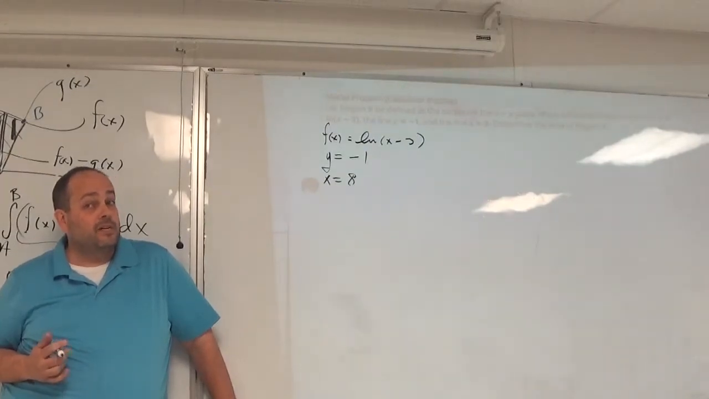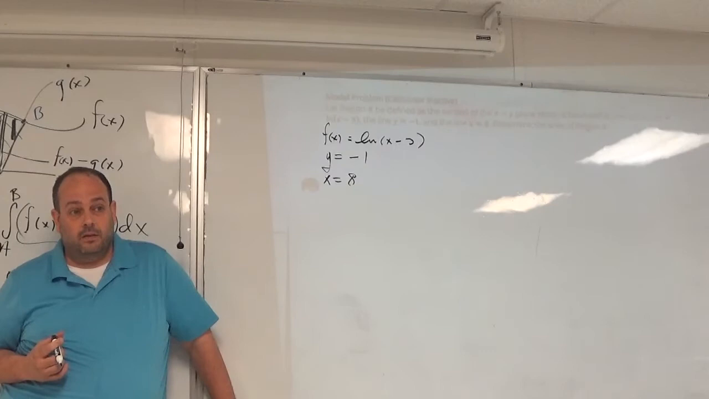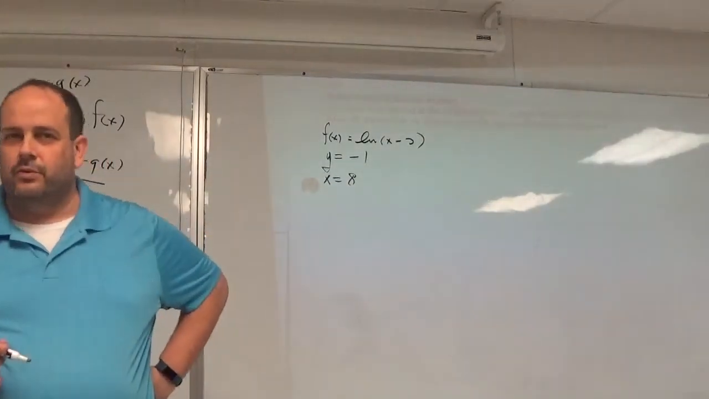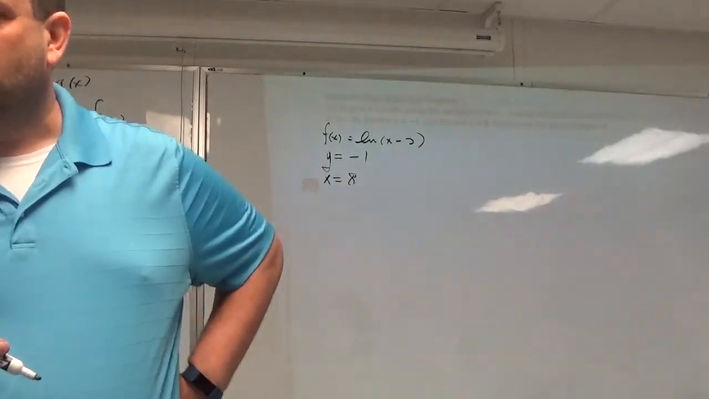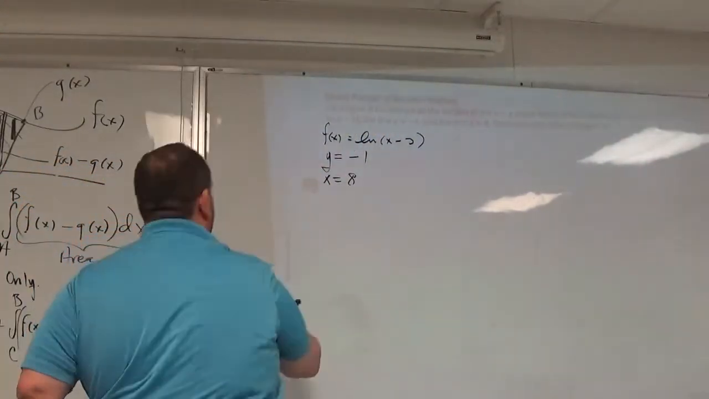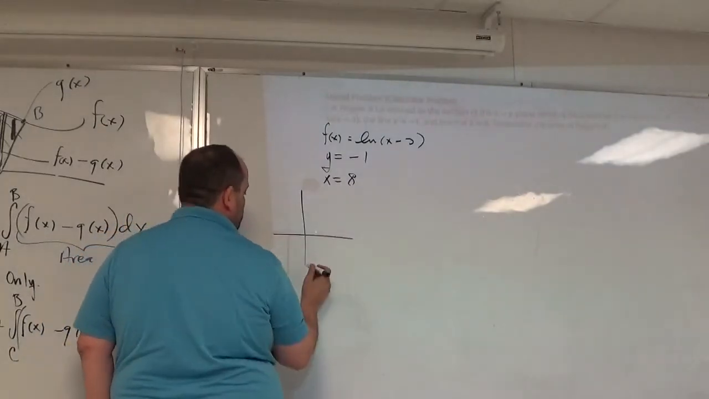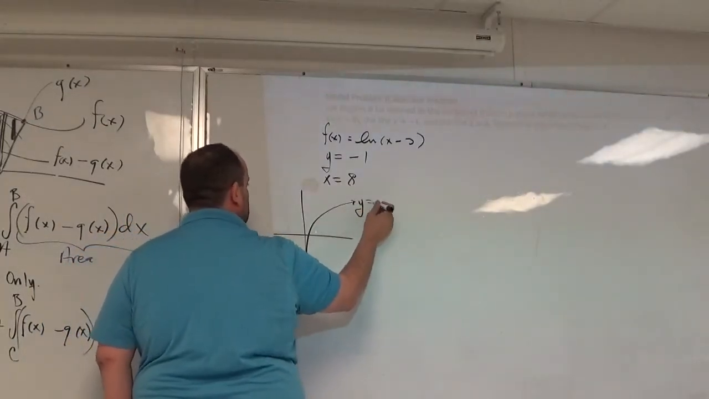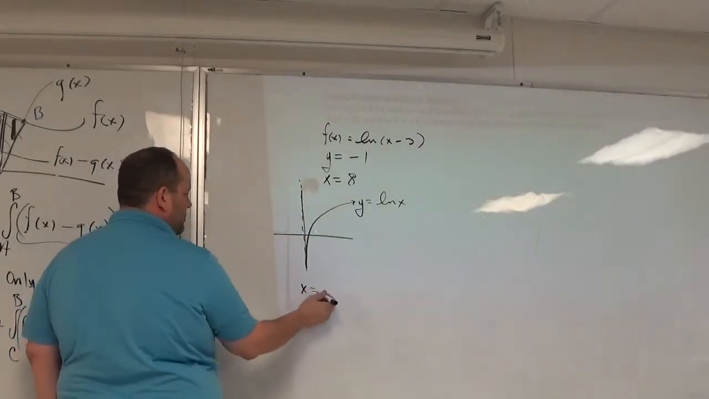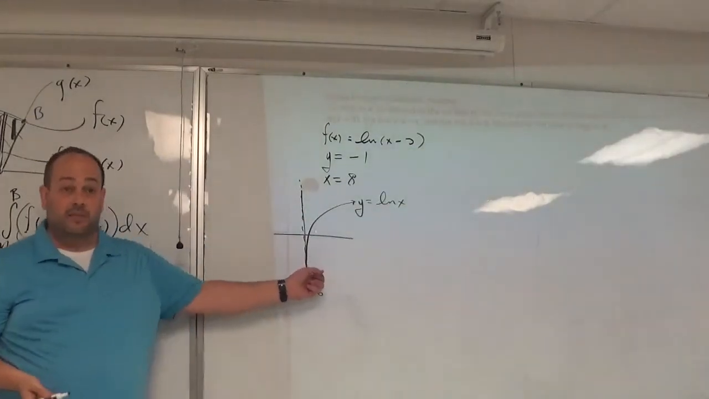Anybody know what the graph of natural log of x looks like? Can you draw that in the air for me? What does that look like? If you're not sure, look around the room. Look at what the smart kids are doing. Y equals the natural log of x looks like that. It's got a vertical asymptote over here at x equals 0. That's the graph of natural log of x.